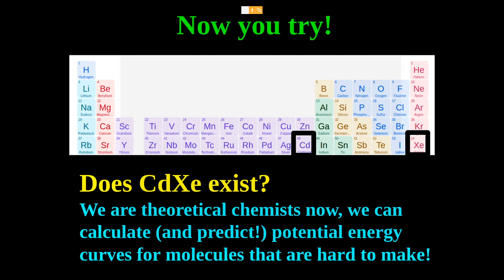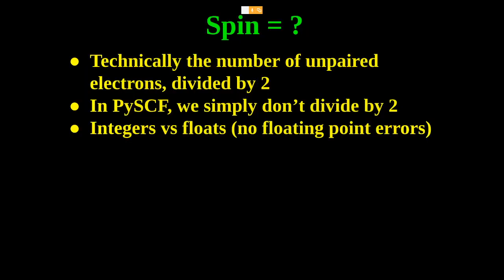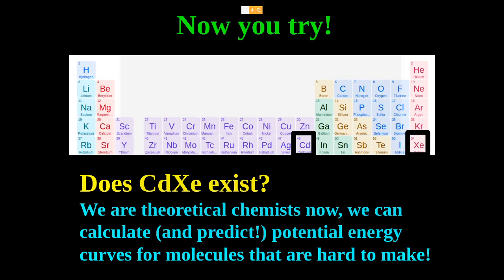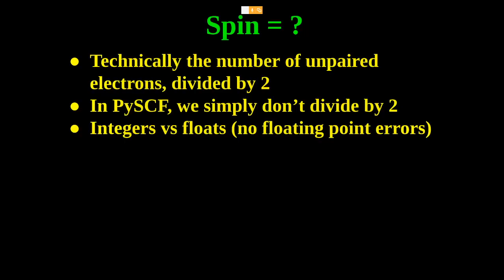So that's a very good answer. Maybe it exists. You can do the calculation and see if there is actually a deep enough potential energy minimum to support vibrational levels. Now spin, same thing with frozen. I gave you spin values. I said use spin equals 3, use spin equals 2, but I didn't explain to you why you were asked to use those values when you did your calculations.